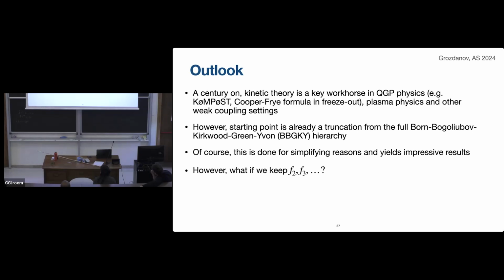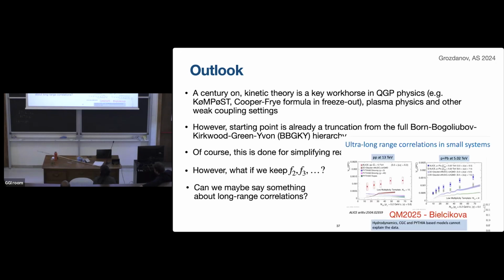The idea, out of intellectual curiosity, is what if we start keeping these higher particle distribution functions, F2, F3, and so on. Can we say something about long-range correlations? I should warn you that I'm not an expert on this, but I saw this slide at Quark Matter during the summary of the last day from Bielcikova. The slide was saying that there's some data for low multiplicity events where hydrodynamics and Pythia-based models are struggling to explain the data. So maybe you need to include something about long-range correlations. This is fresh for me, so I don't have more to say about this, just that the comment caught my attention.